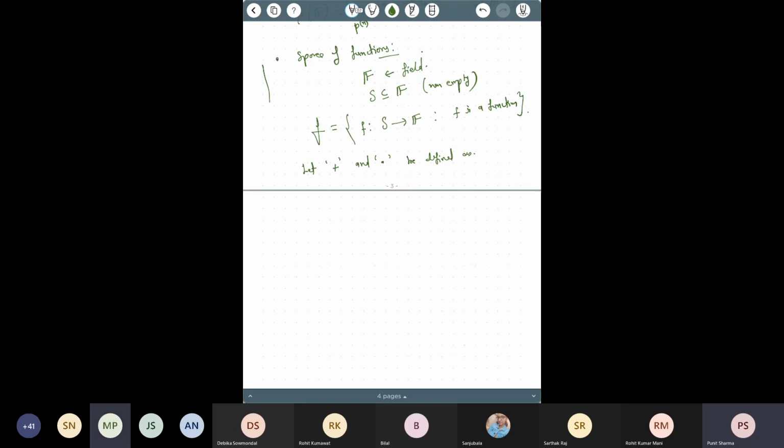So how would you define the addition? If you have two functions f and g, then you want to define their addition this way, right? Yes, sir. And scalar multiplication you want to define this way, where alpha belongs to the field. So these two operations are well defined. These are the usual addition and scalar multiplication of functions. And then you can verify that the set F under addition and scalar multiplication forms a vector space.